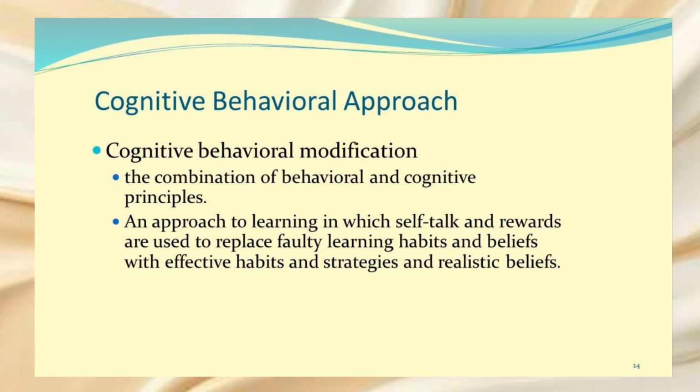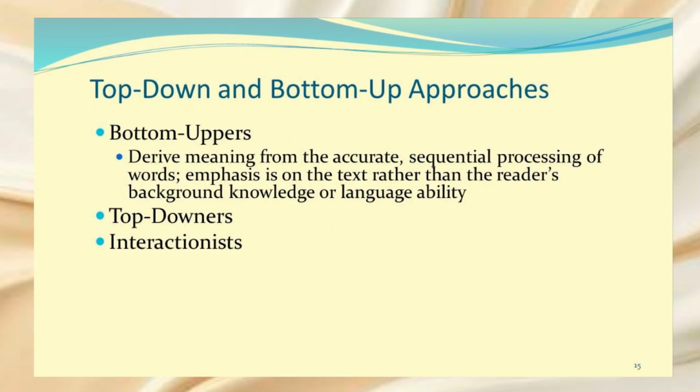In the bottom-up approach, students derive meaning from the accurate sequential processing of words, where emphasis is on the text rather than the reader's background knowledge or language ability. Children literally start at the bottom and work their way up. First, they learn the names and shapes of letters of the alphabet. Next, they learn consonant sounds, followed by simple and then more complex vowel correspondences. In the bottom-up approach, instruction proceeds from the simple to the complex.